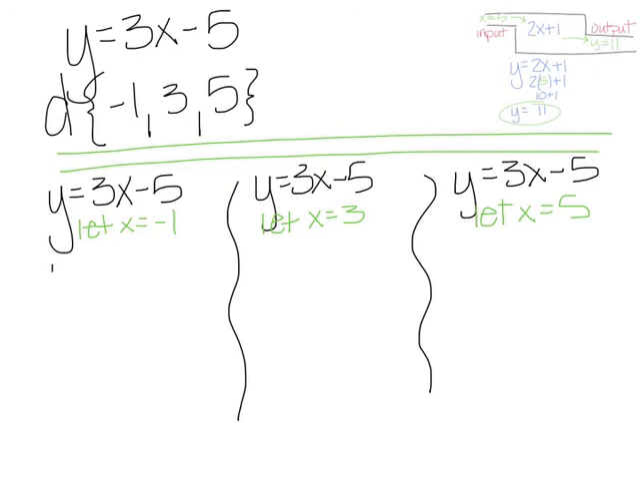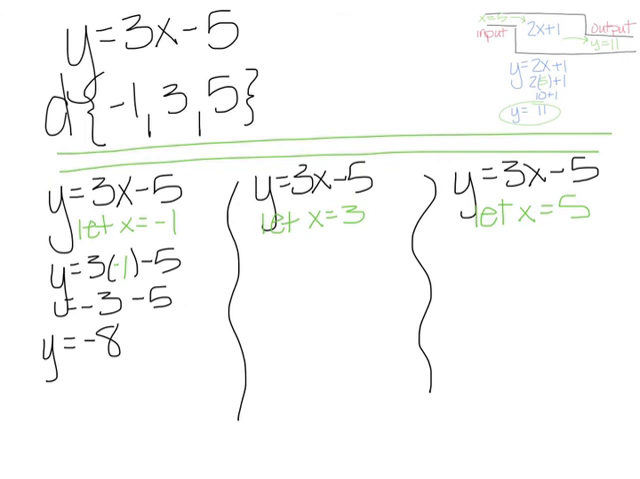So this first one, we have y equals 3x minus 5, and x is -1 this time. 3 times -1 is -3. Bring down the -5. So we have y equals -3 minus 5, which is -8. So let's write our result as an ordered pair. We have an input of -1, an output of -8.